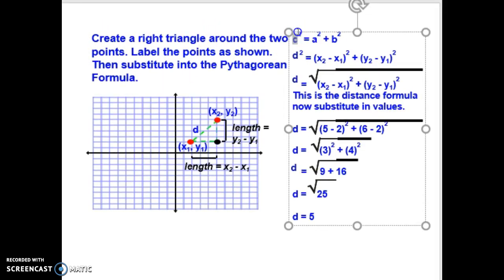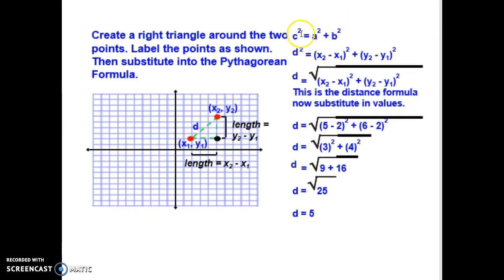Well, first of all, we should recognize this right here: c squared equals a squared plus b squared from the Pythagorean theorem. So what you do is you create a right triangle around the 2 points. So this is one point, this is another point. We create that triangle around them, and then it begins to make sense that the distance is really just the hypotenuse. That D right here stands for the distance. So the length of one leg is basically y2 minus y1, and the other leg is x2 minus x1.